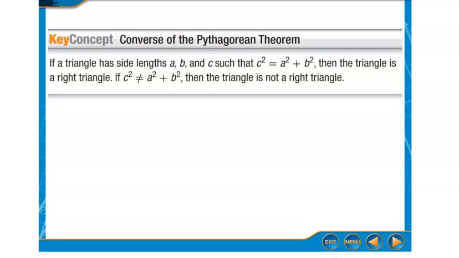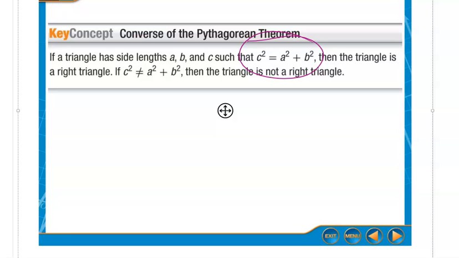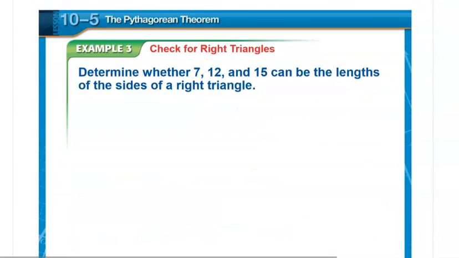So the converse of this enables us, and they write it with the c squared equals a squared plus b squared. The way we just did it is a little bit more familiar to some of you, but this is the way we use this in geometry. If the hypotenuse squared equals the sum of a squared and b squared, then it's a right triangle because it fits the Pythagorean theorem. If it doesn't, then it's not a right triangle.